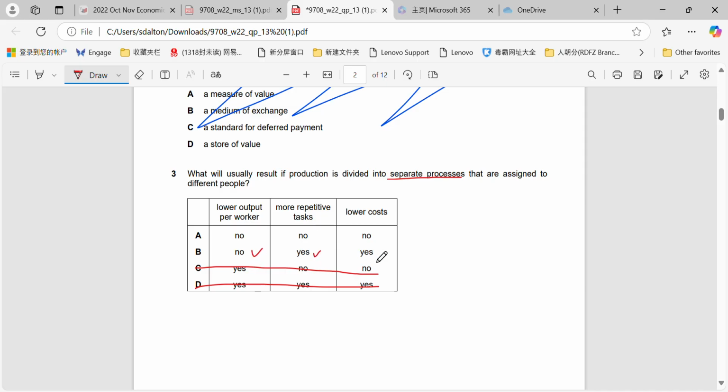And does it result in lower costs? Yes. The reason we divide production into separate processes, even though workers may get more bored, is that they may become better at doing that particular task over time, and that may help us to generate economies of scale, which will lower our average costs.